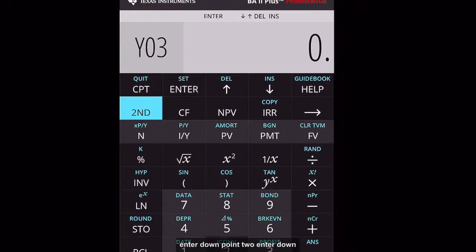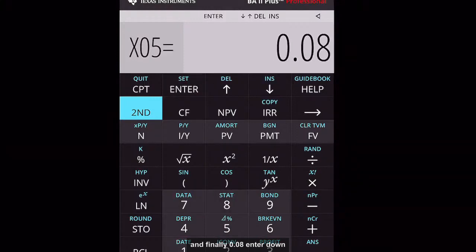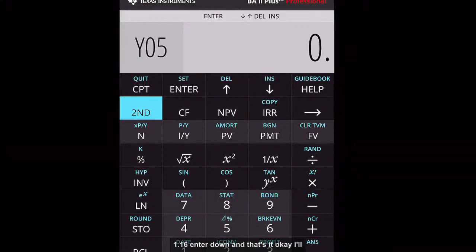Enter, down, 0.2, enter, down. And the fourth one is 0.075, enter, down, 0.15, enter, down. And finally 0.08, enter, down, and 0.16, enter, down. And that's it.